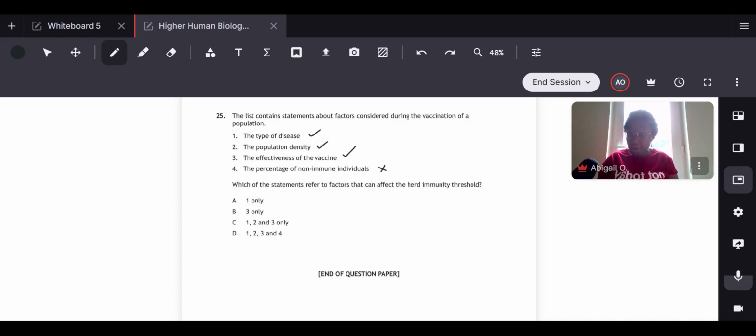population, and is usually based on a high proportion of individuals who are either immune through previous infection or immune by vaccination. So when we're thinking about herd immunity, we're thinking about people who are immune, not the people who are non-immune. So because we're thinking about people who are immune and therefore protect everybody else, statement number four is going to be incorrect. We know statement number one is correct, statement number two is correct, statement number three is correct. So therefore the answer for this one is going to be C.